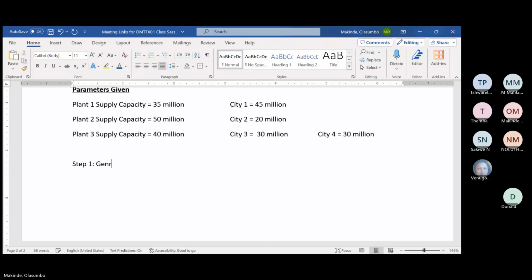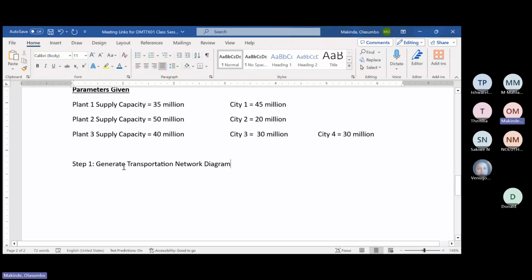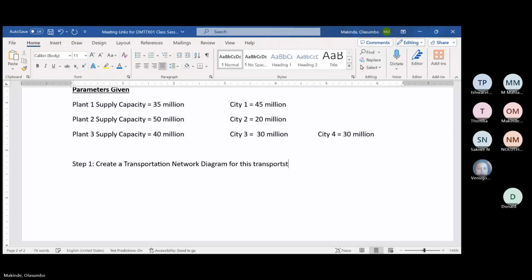generate a transportation network diagram, or create. Maybe I should use the word create. I don't really like English that much, but create a transportation network diagram, but I like mathematics. That's what I like myself. Create a transportation network diagram for this transportation problem. That's the first step.